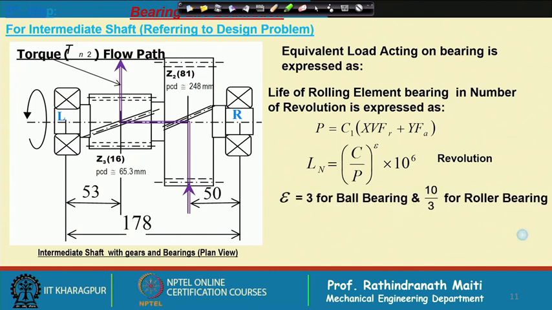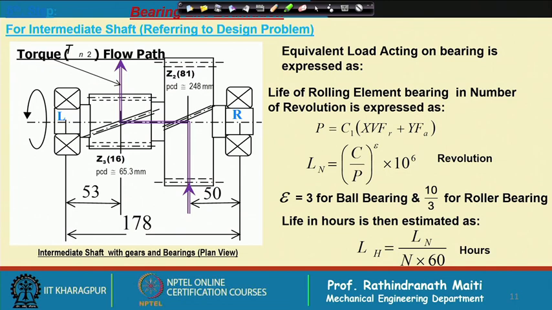So, this is in revolutions, and the exponent epsilon is taken as 3 for ball bearings and 10/3 for rolling element bearings like taper, cylindrical and spherical roller bearings. Life in hours is then estimated by the life Ln in revolutions divided by the RPM of the shaft into 60, that will directly give us the life in hours.